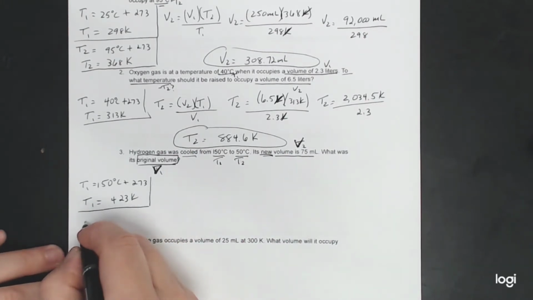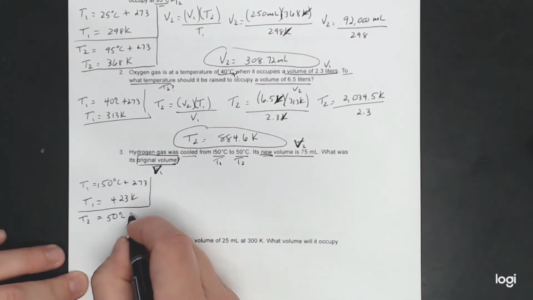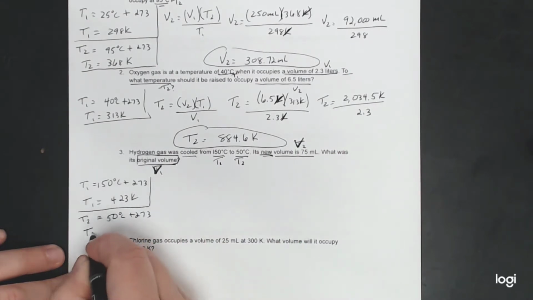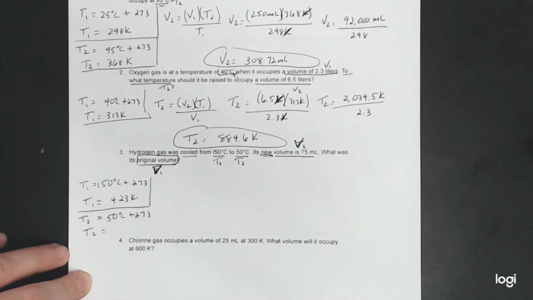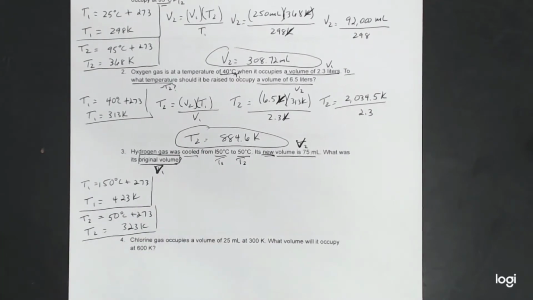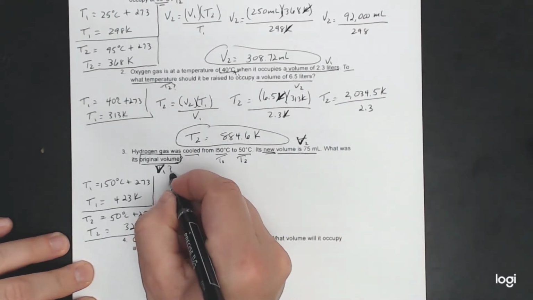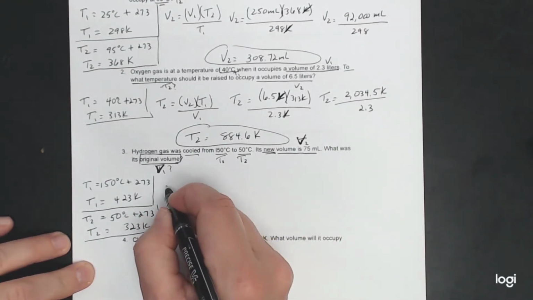As far as my T2, that's 50 degrees Celsius plus 273. So my T2 equals 50 plus 273, which is 323K. So I have done my conversions for both of my temperatures, which is awesome. Sorry, I'm adjusting my microphone here because it's bugging me. Oh, that's better. Good. Now the one that we don't have is our V1, so we have to figure that out.